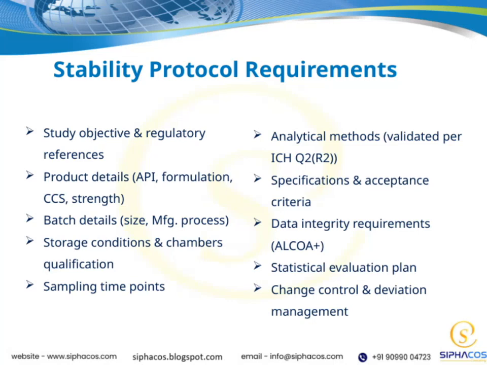Now, let's move on to the key analytical methods we use in our studies, which are validated according to ICH Q2(R2) guidelines. This ensures our methods are reliable, precise, and suitable for their intended purpose. Next, I want to highlight the importance of establishing clear specifications and acceptance criteria. These define what quality attributes our product must meet to ensure safety and efficacy.